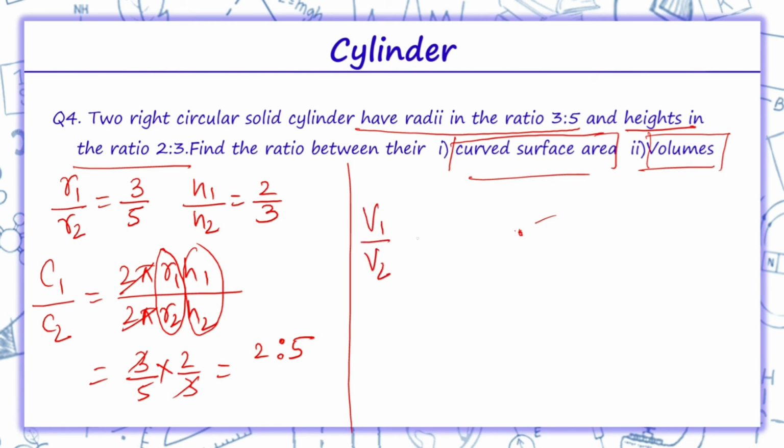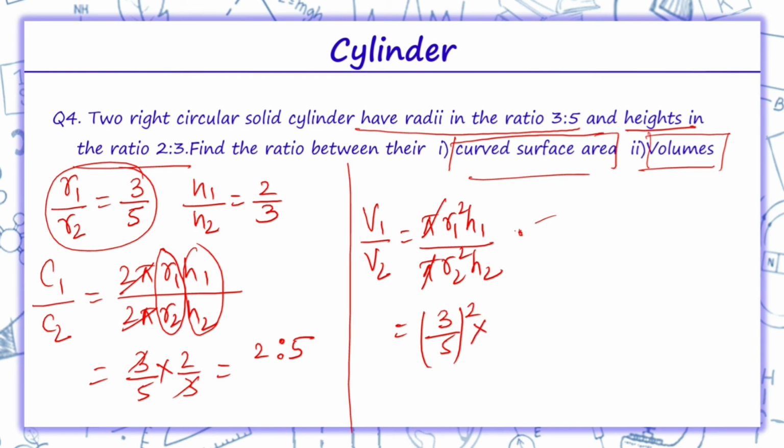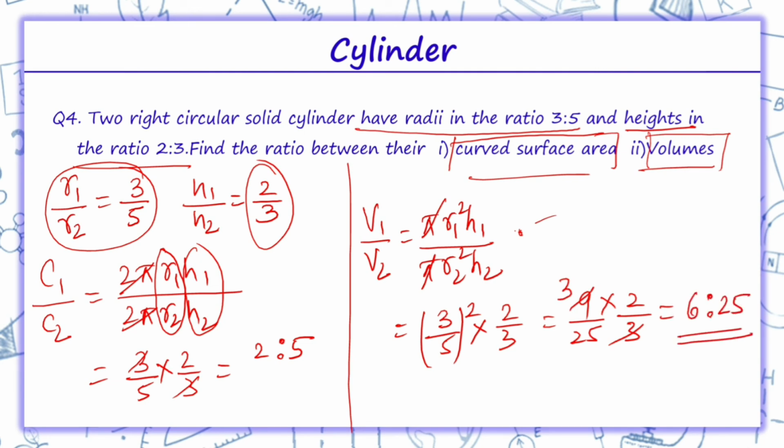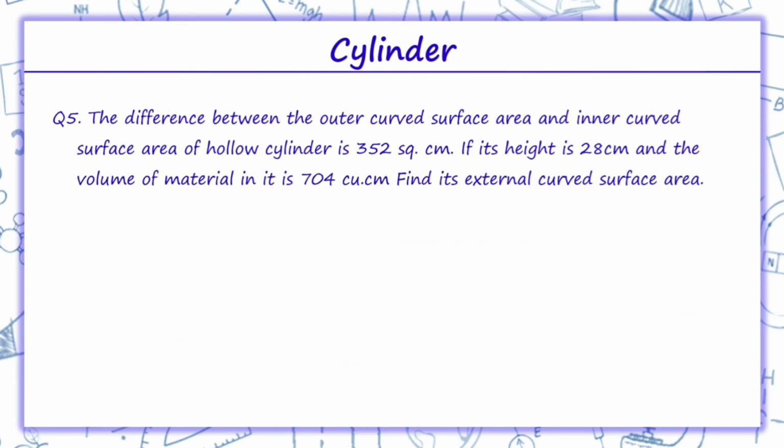Now we have to calculate the volume. So V1 by V2 will be pi r1 square h1 upon pi r2 square h2. Pi got cancelled. r1 upon r2 over here is 3 by 5, so 3 by 5 whole square. h1 by h2 is 2 by 3. Thus we will get 9 upon 25 into 2 by 3. So the answer is 6:25. So in this we calculated the ratio of curved surface area and the ratio of their volumes. Now coming on to the next question.